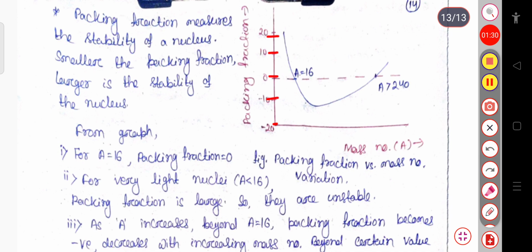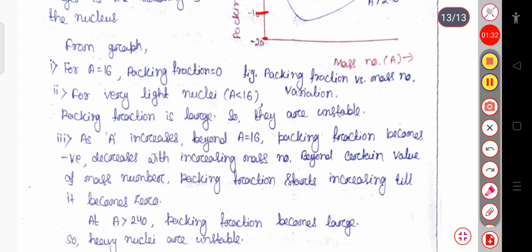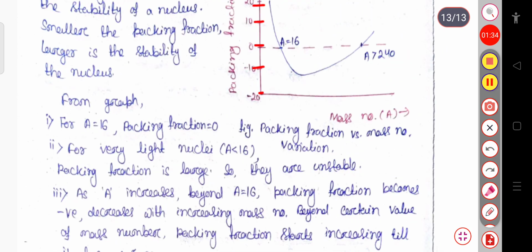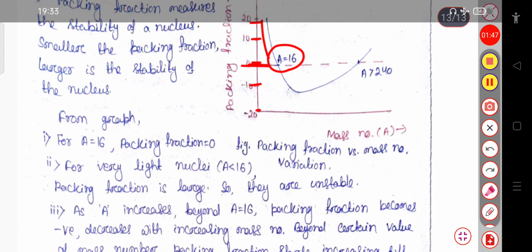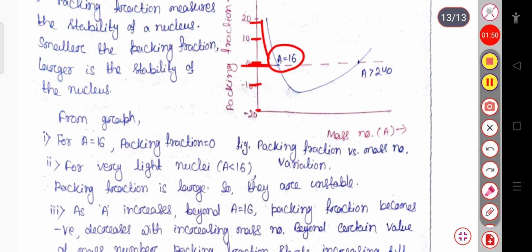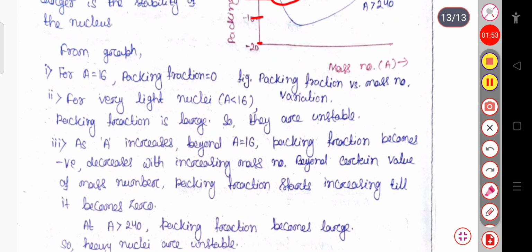If you see from this graph, for A equal to 16, that is, when the mass number is 16, the packing fraction is 0. And for the very light nuclei, that is, when A is less than 16, the packing fraction will be large. It means that when the packing fraction is large, they will be unstable in nature.